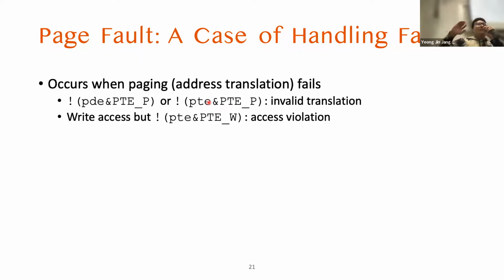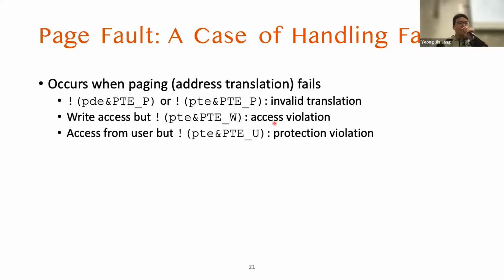Or if we apply the write access to the address whose page table entry has PTW as 0, then it will generate the access violation. And whenever we make an access from user mode to a virtual address that does not have the PTEU bit as 1, if that's 0, then that will generate the protection violation.